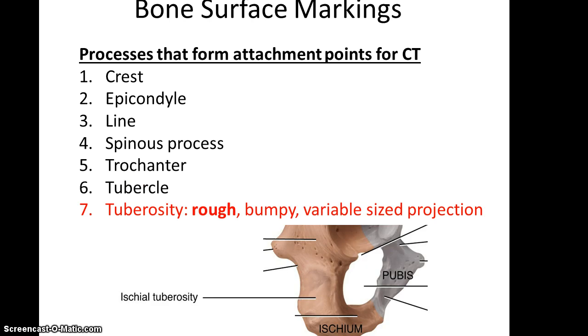And then finally there's the tuberosity, which is a rough, bumpy, variable-sized projection. Often it's not very large in that it sticks out a lot, but it can be very wide, so it could cover a lot of surface.